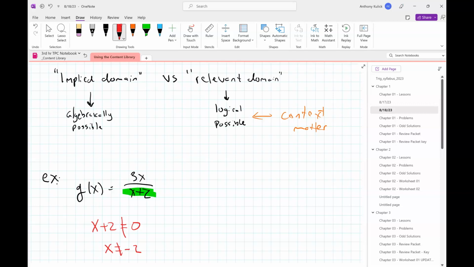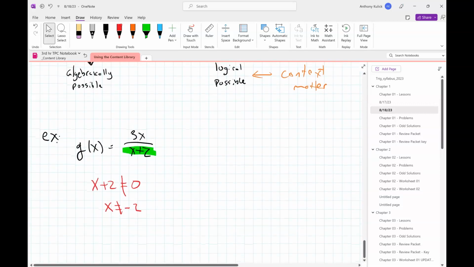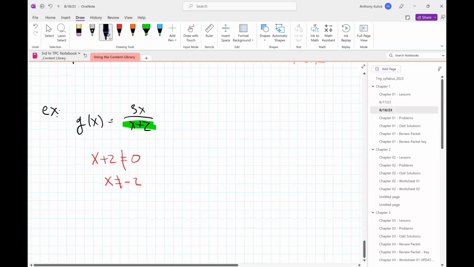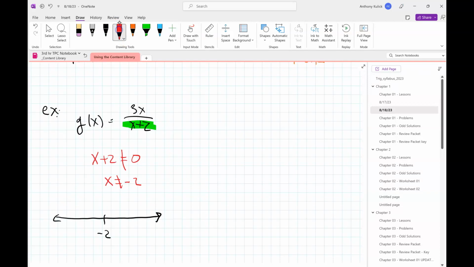Now, how the heck do I represent that with interval notation? That's not very clear. Well, what do I do when I'm stuck? I try to draw it on the number line and see if that helps me. Okay? So if I draw a number line, here's -2. X cannot equal -2. So -2 definitely has an open circle, right? But anything other than that would be fine. So I can have arrows going in both directions from that.